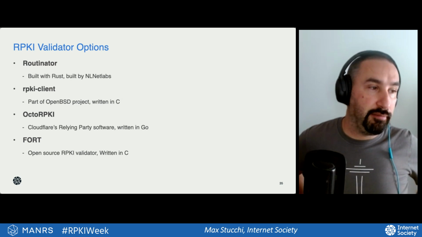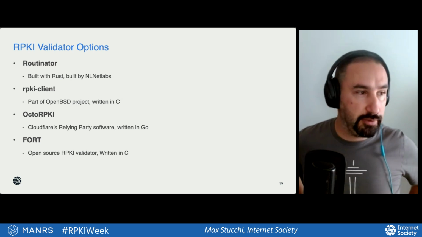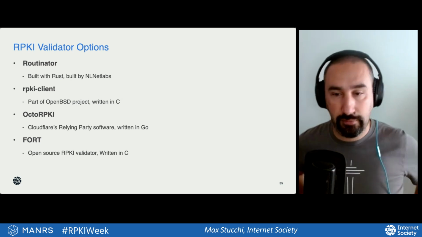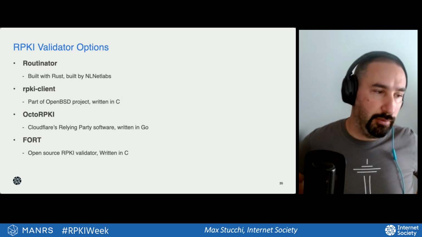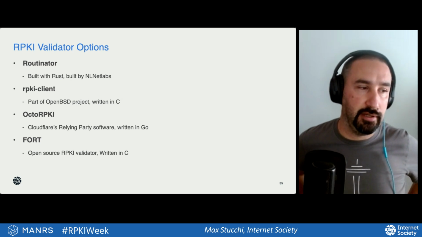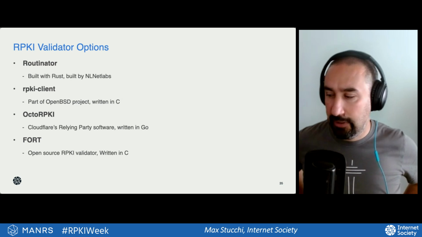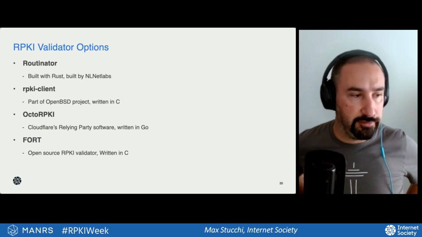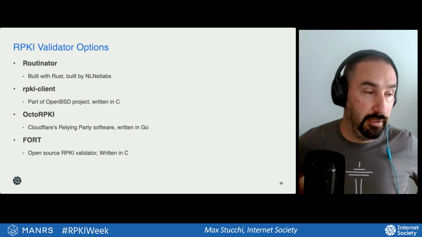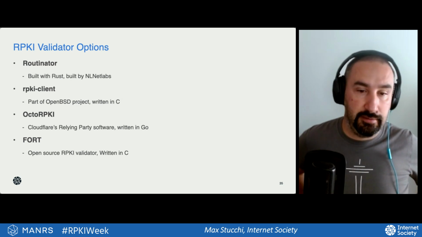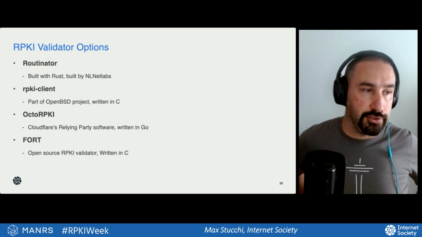Now, the 3 that I would recommend are Routinator, RPKI client, and Fort. I personally run Routinator and Fort. Octo RPKI has a small issue where the person who was maintaining it at Cloudflare left, and so far it doesn't seem anyone else picked it up as a project inside the organization. So it might be that it gets to become obsolete pretty soon, unfortunately.